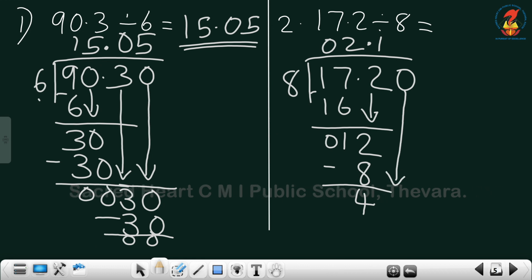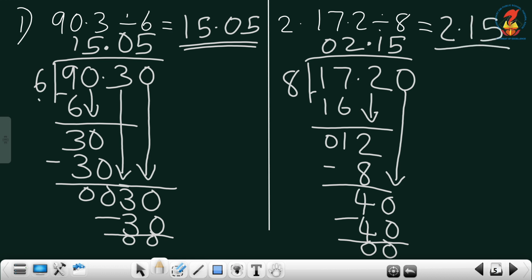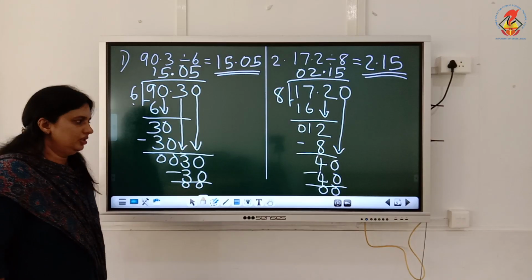The 0 down. It will become what? 40. And 8 into which number equals 40? 8 5s are 40 and the remainder is 0. So 2.15 is the answer.